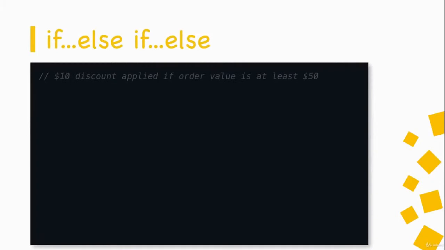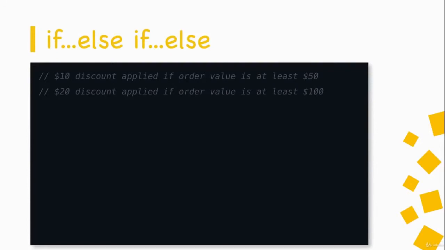In this case, we'll make it a bit different. So first, we'll have $10 discount applied if the order value is at least 50. This is what we had previously, but we'll define another condition in this case. In this case, we'll have a second condition, which is a $20 discount will be applied if the order value is at least 100. So if the order value is 100 or more, then a $20 discount will be applied, and if it's 50 or more, then a $10 discount will be applied. Otherwise, no discounts will be applied.